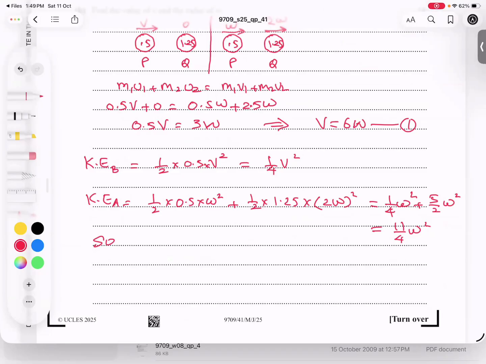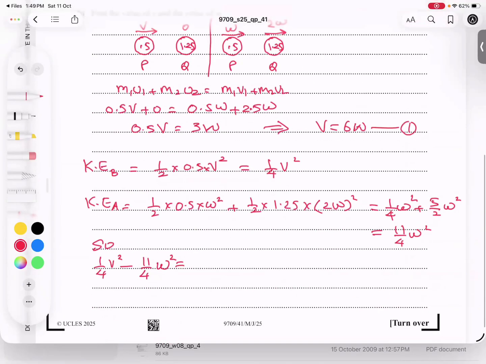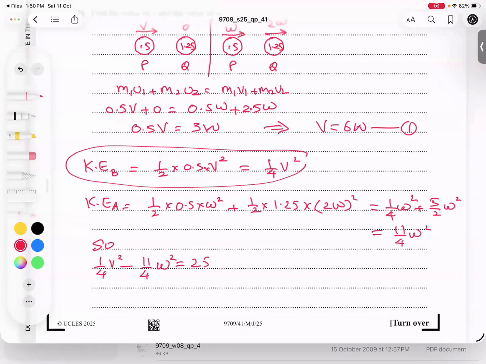Final, after, before, because before collision is a high energy, after collision is a smaller energy. So this minus this, I repeat my words, 1 over 4 v square minus 11 over 4 w square is equal to 25. I repeat my words, kinetic energy before collision minus kinetic energy after collision is equal to the loss. So if I multiply by 4, we get v square minus 11 w square equals 200.